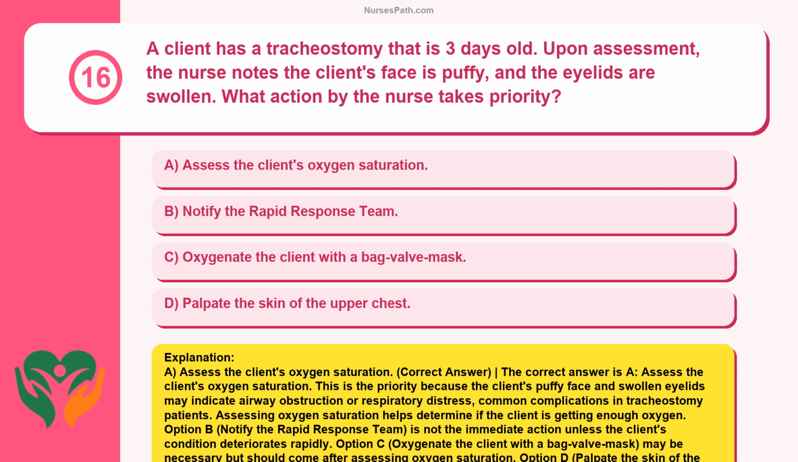Option B, notify the rapid response team, is not the immediate action unless the client's condition deteriorates rapidly. Option C, oxygenate the client with a bag valve mask, may be necessary but should come after assessing oxygen saturation. Option D, palpate the skin of the upper chest, is irrelevant to the client's current symptoms.